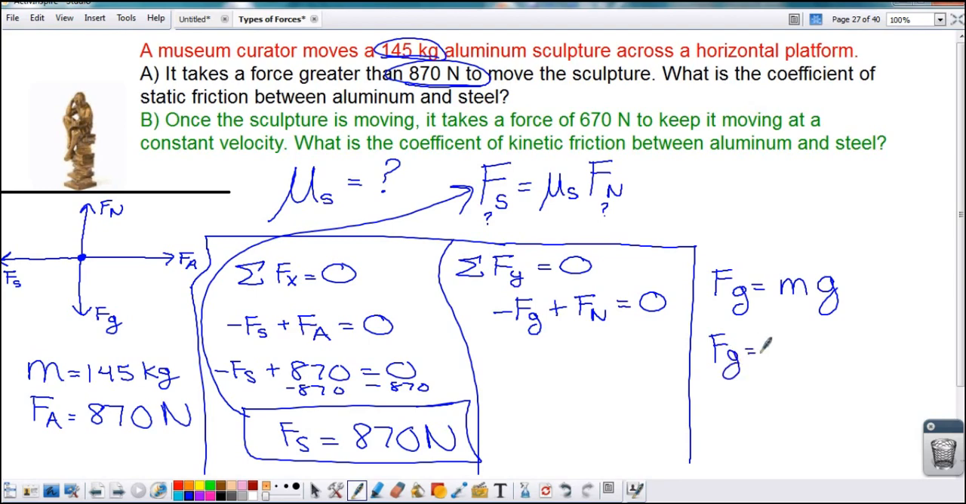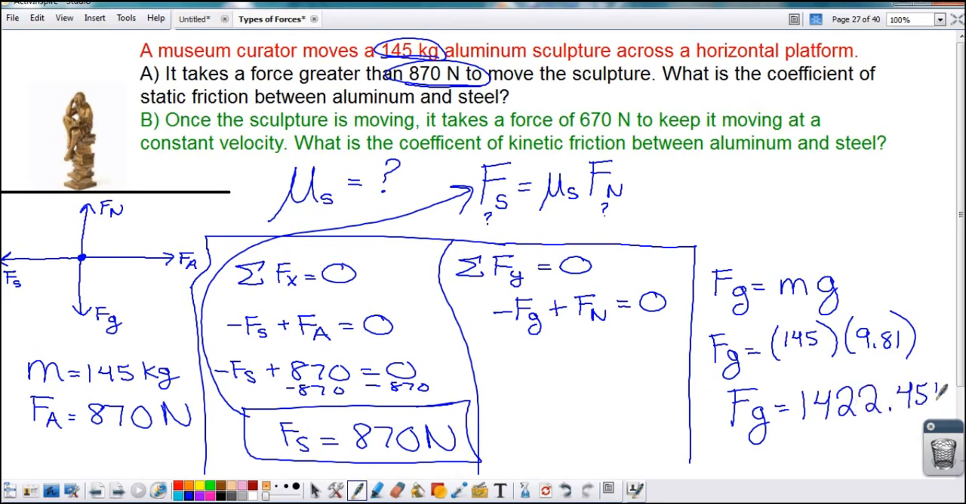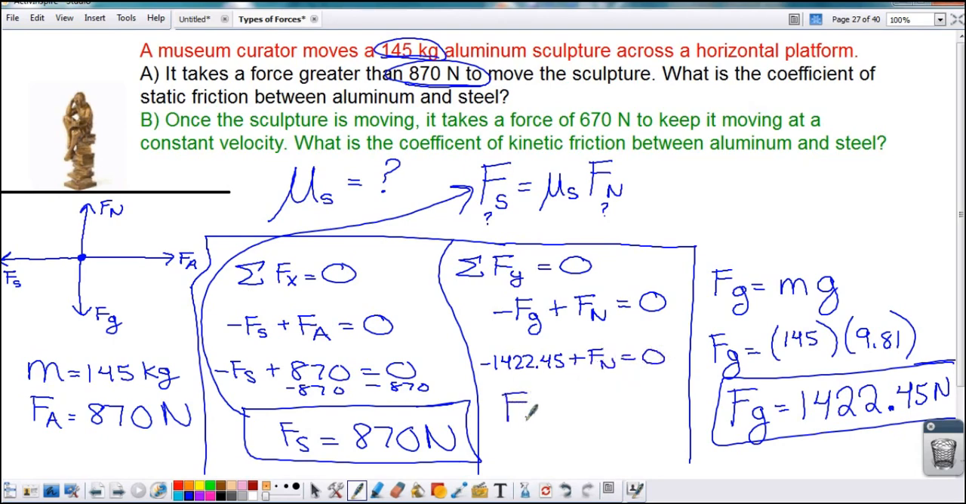The gravitational force equals the mass, which we know is 145 kilograms, times 9.81 newtons per kilogram. And we get a gravitational force of 1,422.45 newtons. So now I can substitute that in over here. Well, it's pointing down, so I'm going to make it negative. So negative 1,422.45 plus the normal force is equal to 0. Add that to both sides. Our normal force is equal to 1,422.45 newtons.